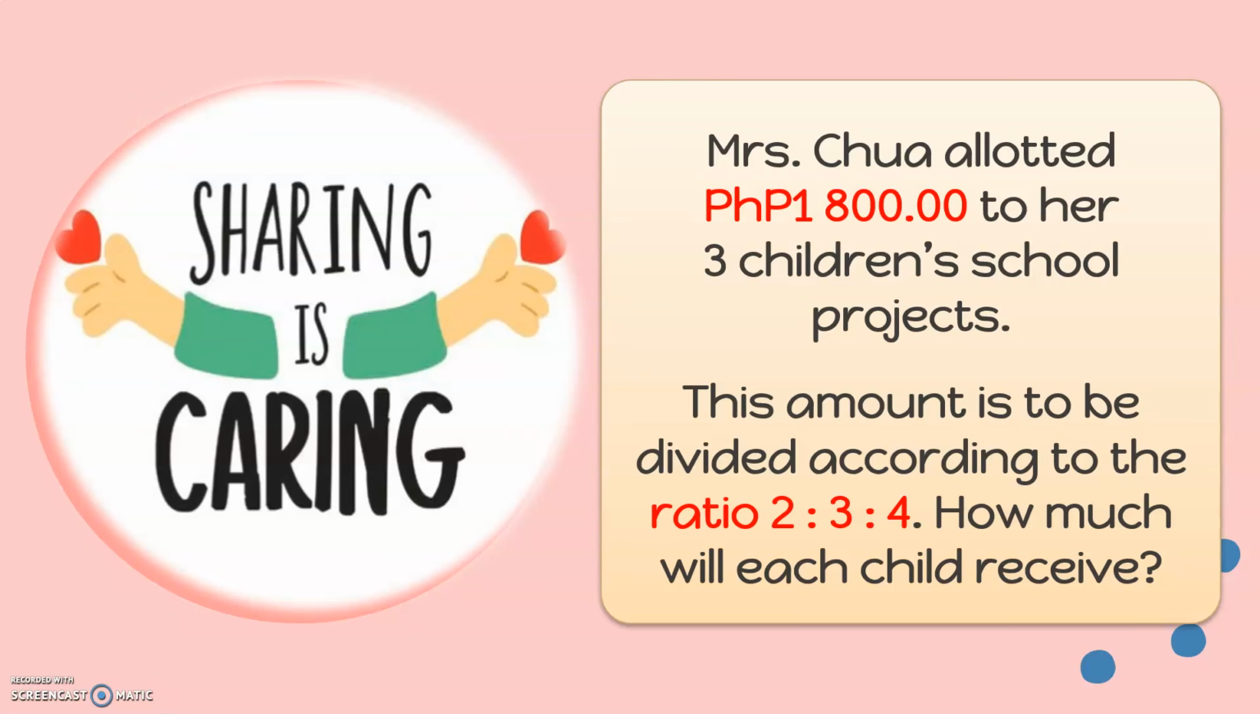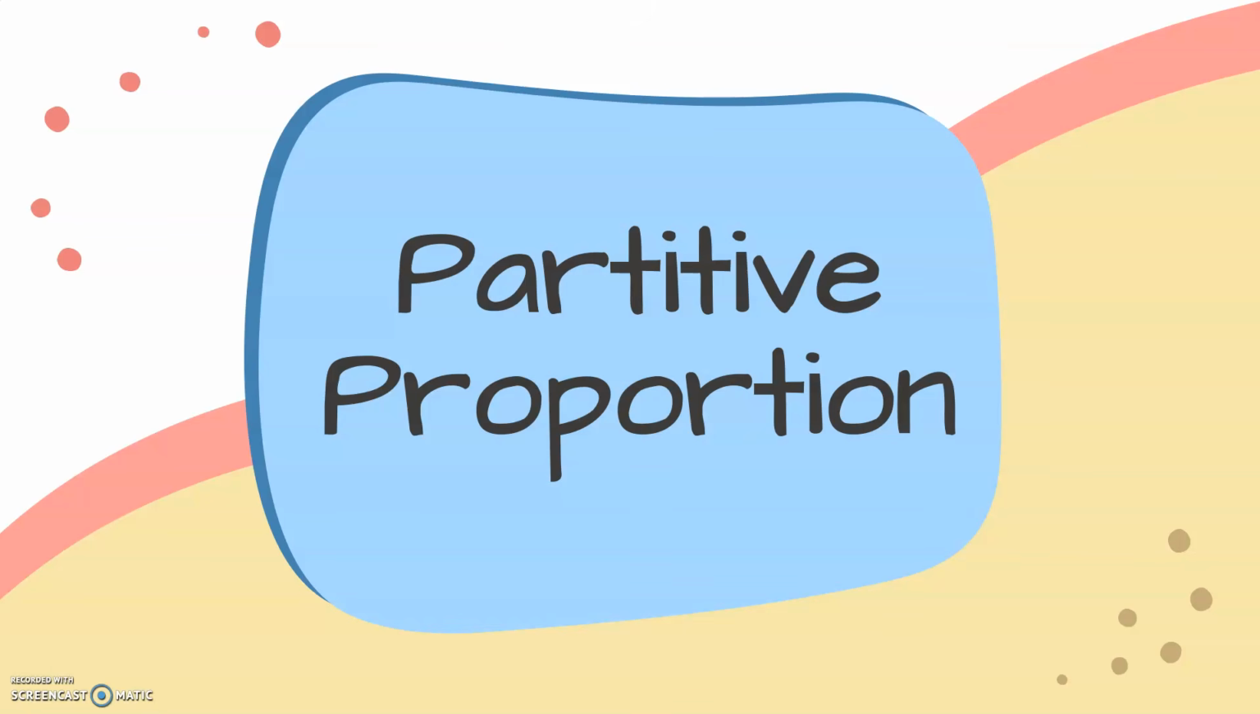Mrs. Chua allotted 1,800 pesos to her 3 children's school projects. This amount is to be divided according to the ratio 2:3:4. How much will each child receive? For us to answer this kind of problem, we will use the concept of partitive proportion.